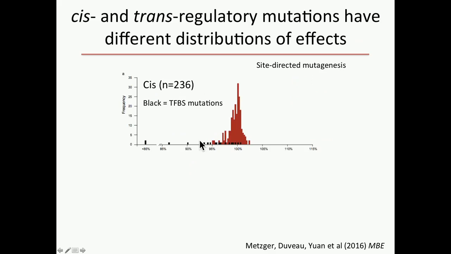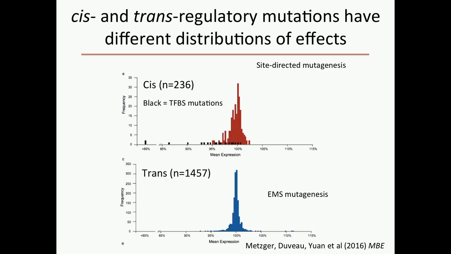Okay, what we're more interested in though is what the distribution of those effects looks like when you put them all together. And so I'm just representing that same data here differently. Colored in black are the mutations in those transcription factor binding sites. Okay, so this is the distribution of effects of cis-regulatory mutations in this gene. We can compare that then to the distribution of effects of the trans-regulatory mutations.